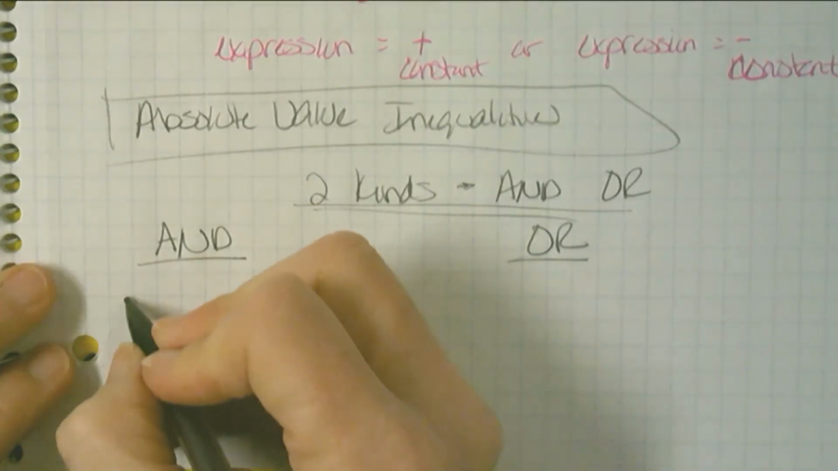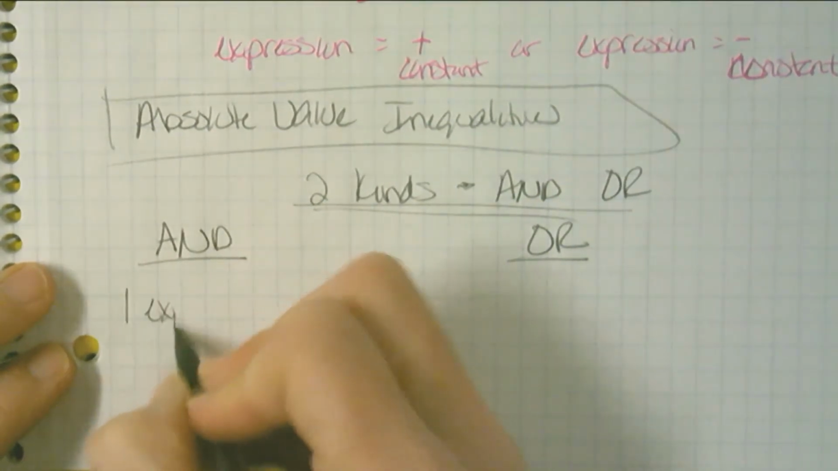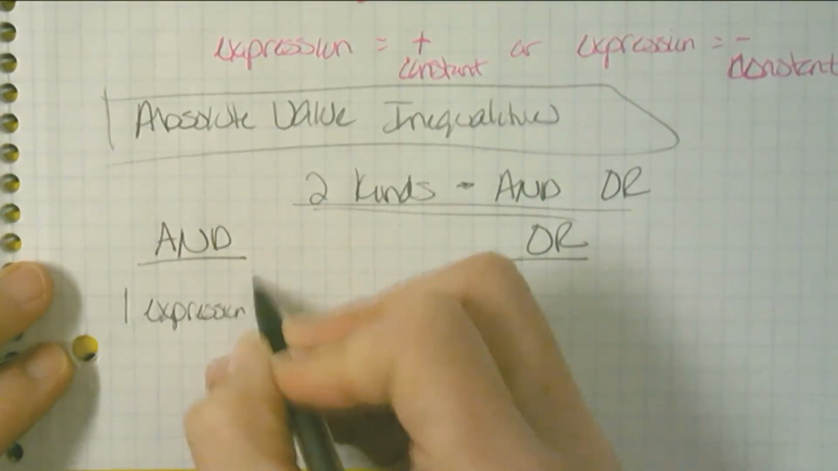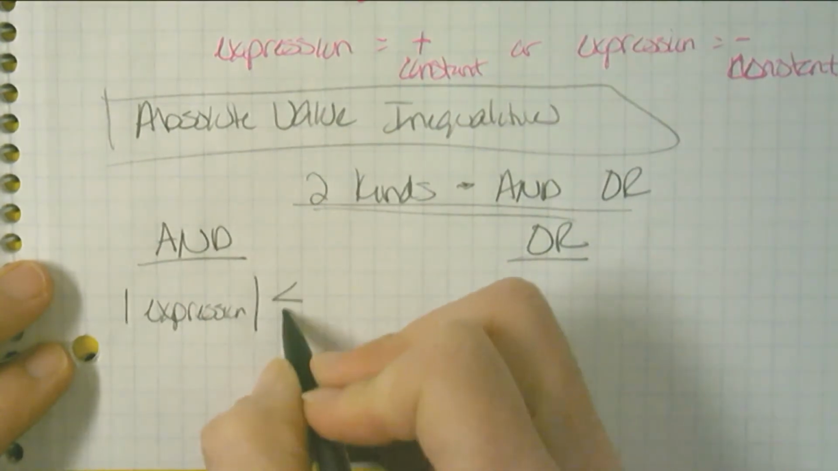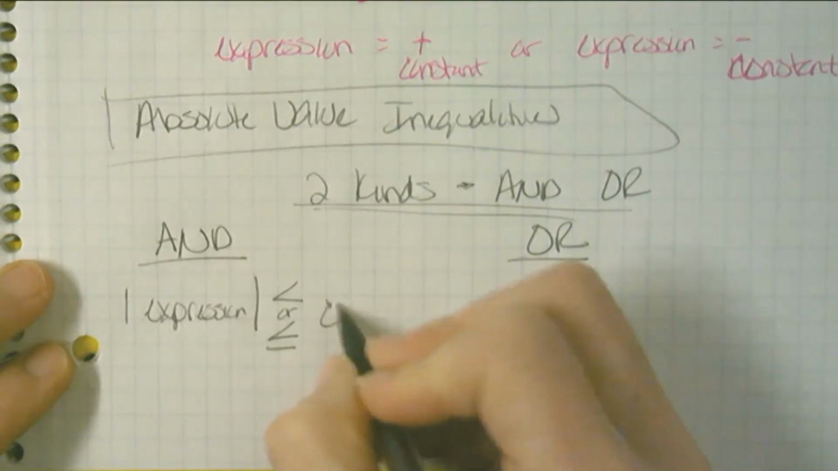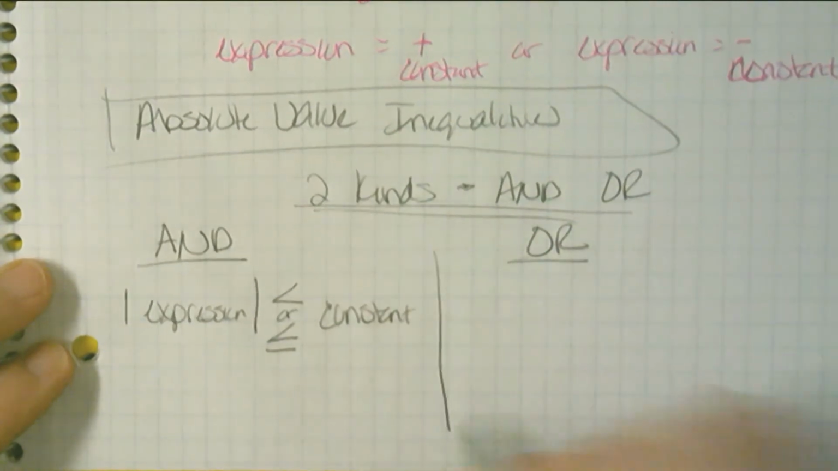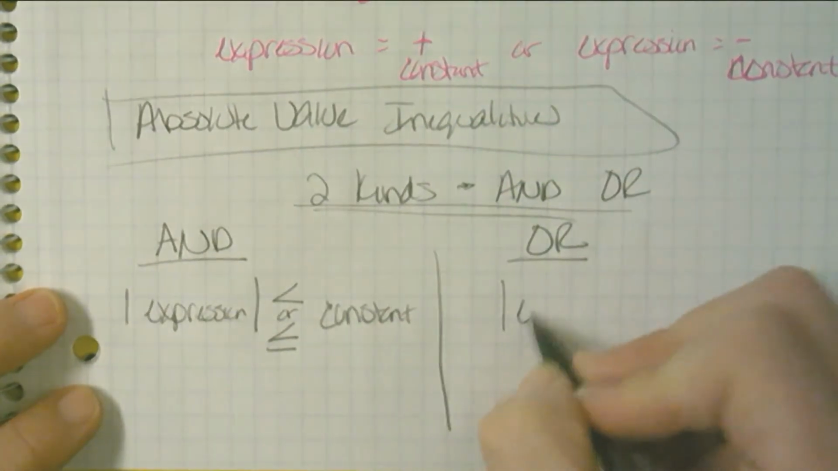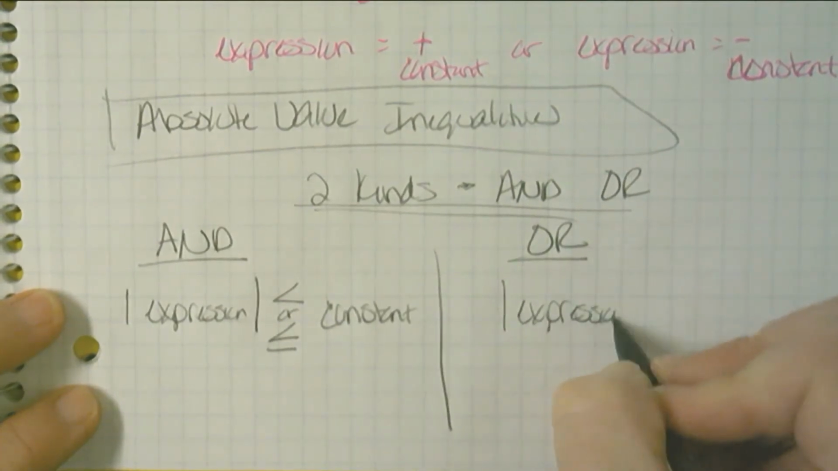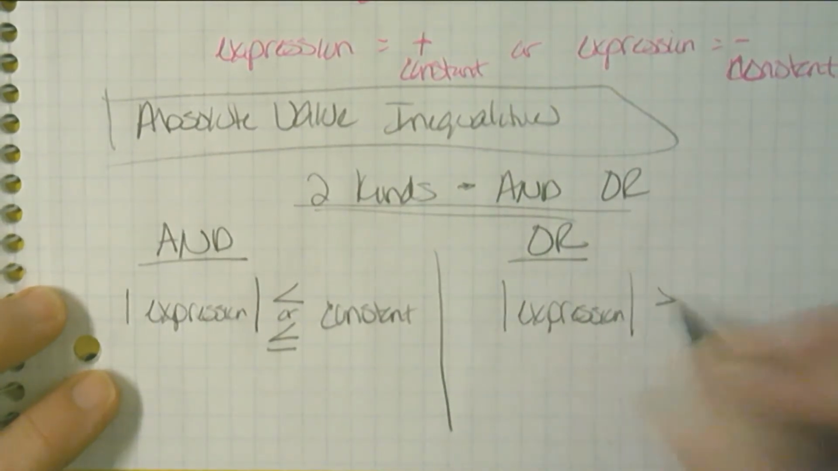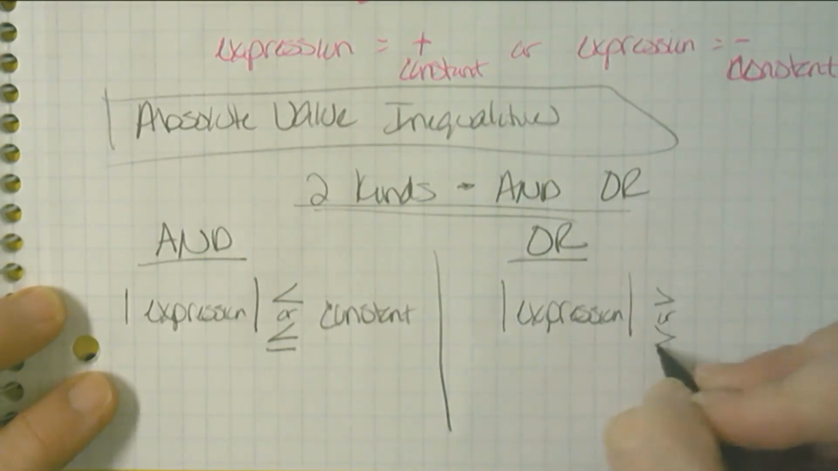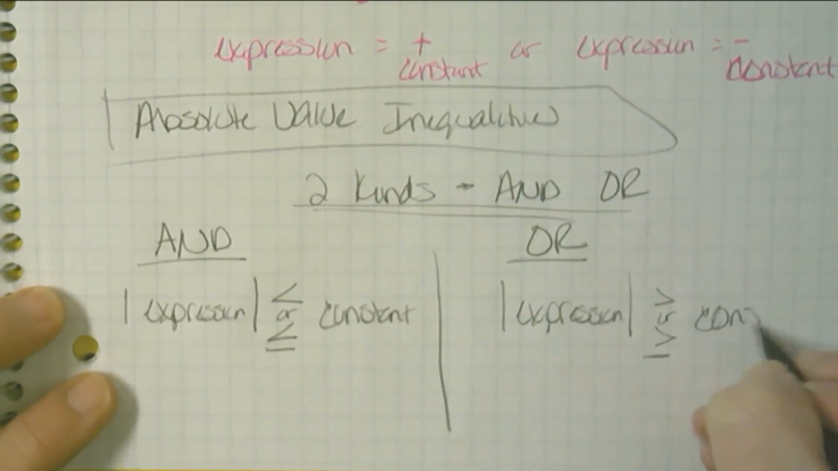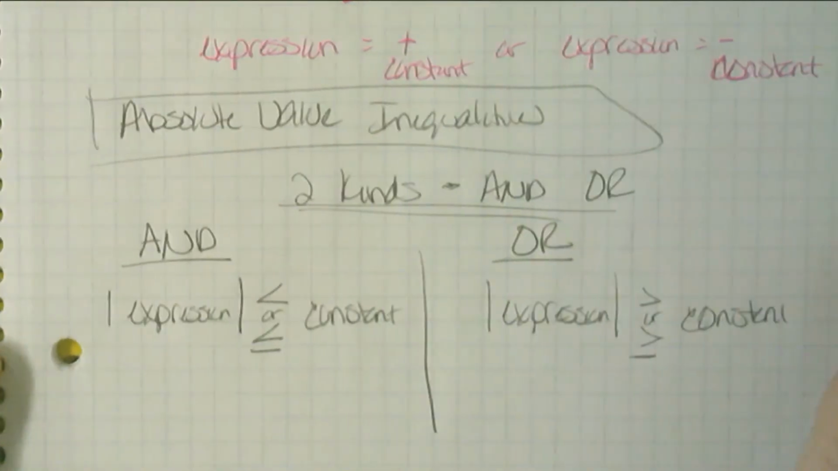All right, so it's going to be the absolute value of an expression is less than or equal to the constant. That's what an and is going to look like. The or is going to be the same structure, the absolute value expression, but it's going to be greater than or equal to a constant. That's what they look like.